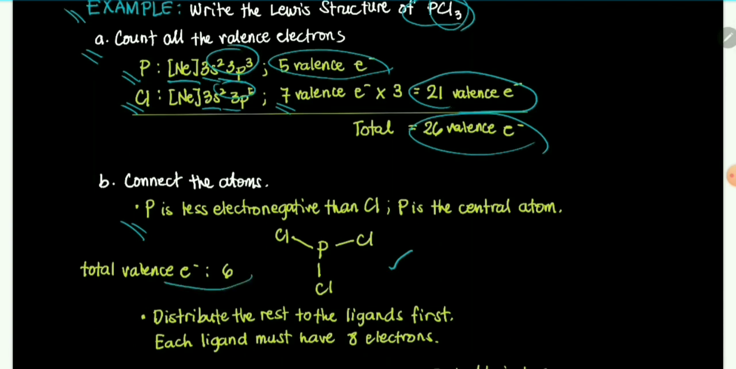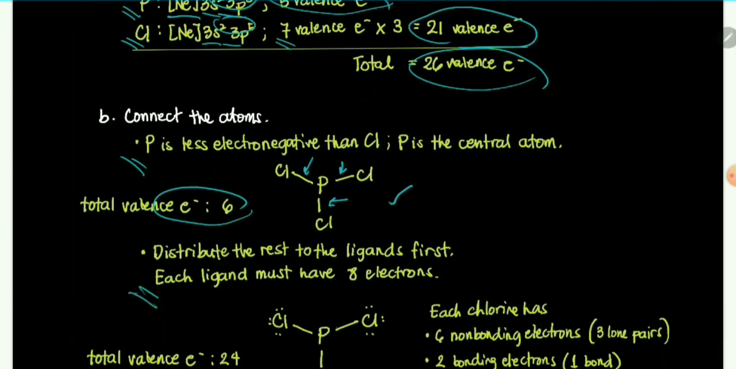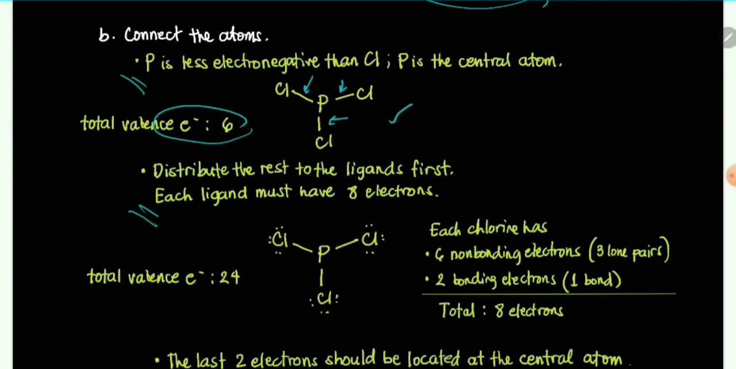So, the total valence electrons there is 6 kasi meron tayong tatlong bonds. So, 2 electrons per bond. Meron tayong total of 6 electrons na dun sa structure. Ngayon, i-distribute muna natin yung mga electrons sa ligands. So, dapat kapag nag-distribute kayo ng electrons, each ligand should have a total of 8 electrons around it.